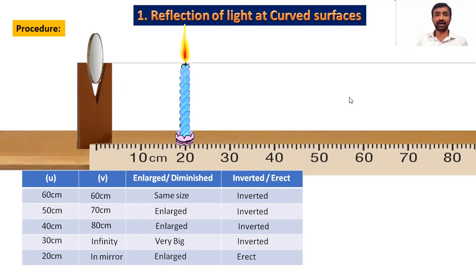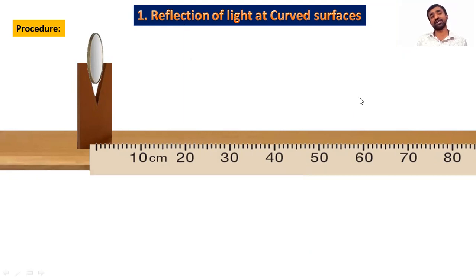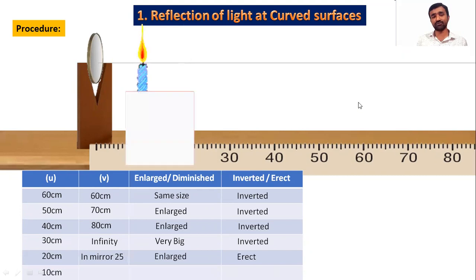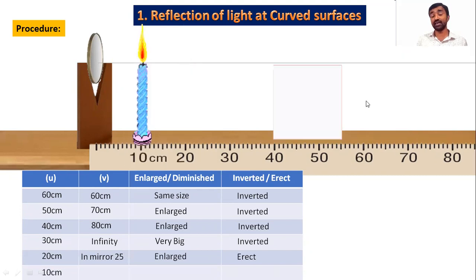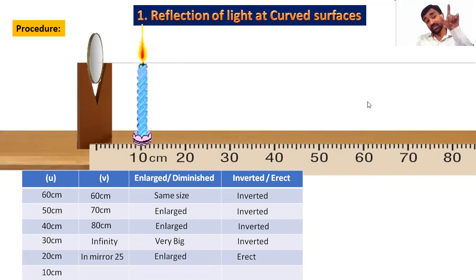So we can write eyes here, erect image, right? So this case is different. Then moving the object towards 10 centimeters again. So in this case also you will see the same thing. When you move the screen in front of the mirror, you cannot find the image on the screen. So in this case, you will observe whether the image is formed on the surface or not. So you can see that image on the surface of the mirror.